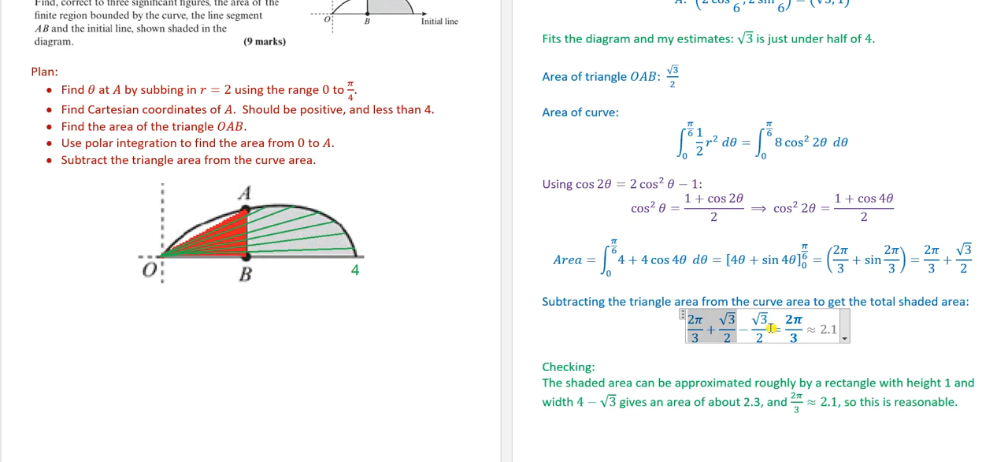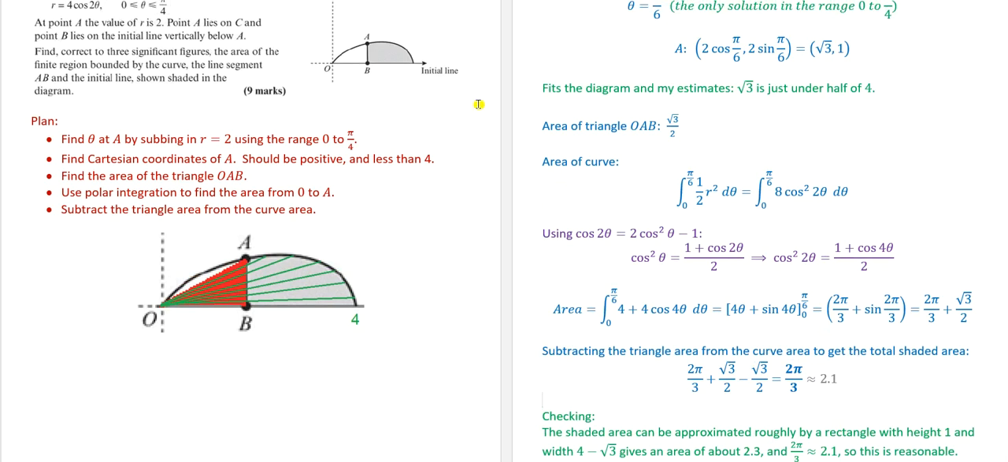The triangle area was also root 3 over 2, so I'm subtracting that, and that leaves me with 2 pi by 3. And at the end here, I'm just going to do a quick sense check to see if this is reasonable. 2 pi by 3, according to my calculator, is roughly 2.1. And if I have a look at the diagram, bear in mind the shaded part here. We already have lots of information. You might even have jotted some of it down onto your diagram.